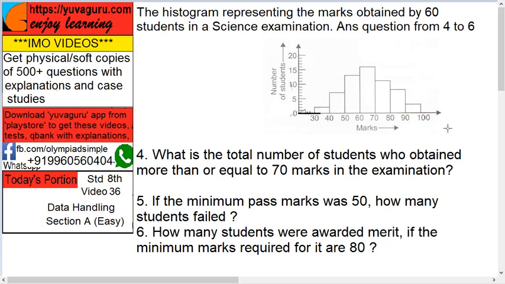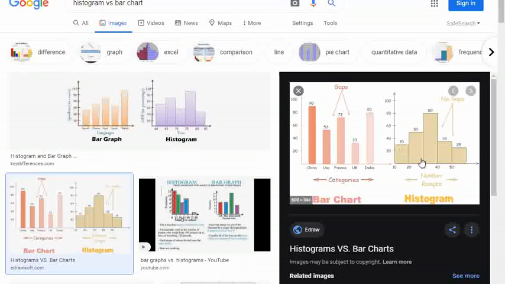Now what is this? What is this histogram? It's a bar graph which are attached. Okay. See here, there is a difference between histogram and a bar chart. In histogram, all of them are attached. Bar chart, they are separate.